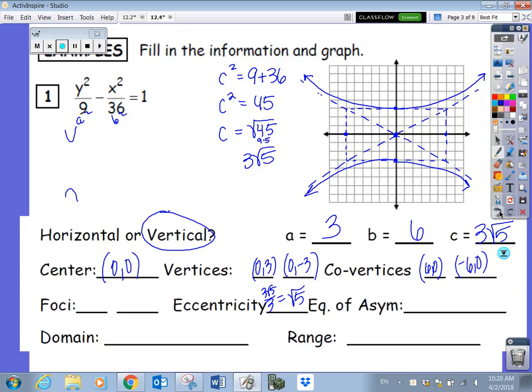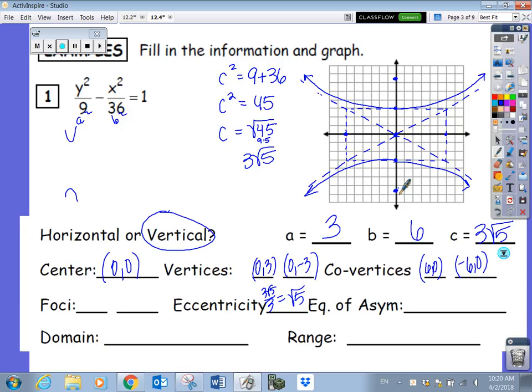All right, I'm going to plot the foci now. So 3 root 5. Now, this is where I go back to that root 45. Root 45, I don't know. But I do know root 49 is 7, so I know root 45 is going to be less than 7. Root 36 is 6, so it's going to be between 6 and 7. And it's always in line with the vertices. So 3, 4, 5, 6, and a little bit. 3, 4, 5, 6. Somewhere between 6 and 7, so there are your foci.